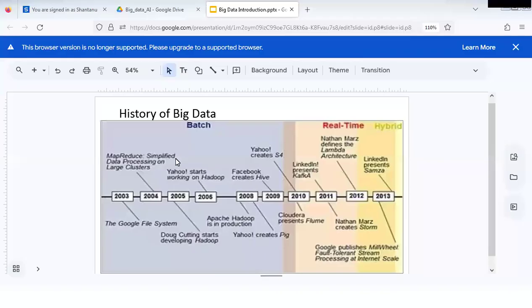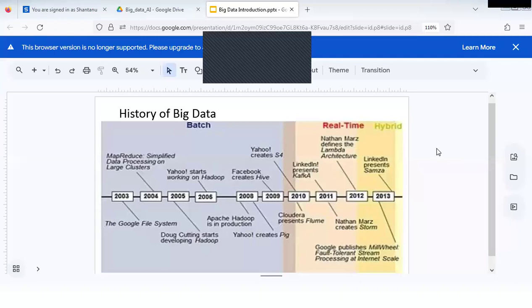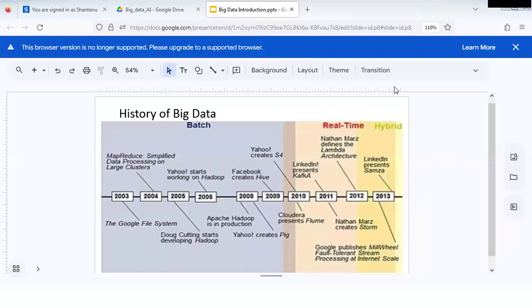Okay, so you guys are back. Let's continue with our discussion. Okay, anybody having any question or clarification till now? अभी तक जो भी discussion हुआ, whatever we discussed about history of big data, any questions or clarification anybody having?